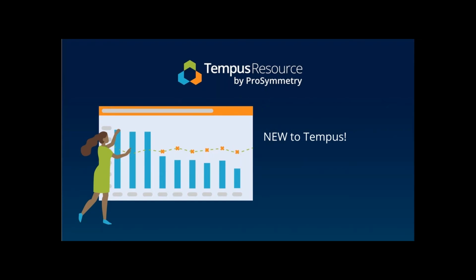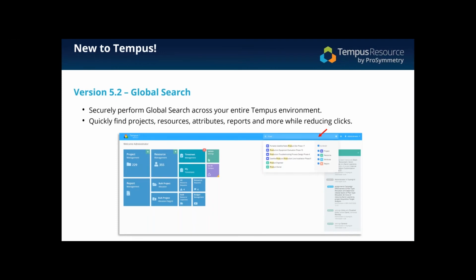Okay, so what I'd like to do first is just talk about some real high level new features, kind of brand new to the product. Of course, there's lots of other stuff that's new, but these are two areas that are brand new that you should be aware of. So number one, 5.2 includes now a global search.